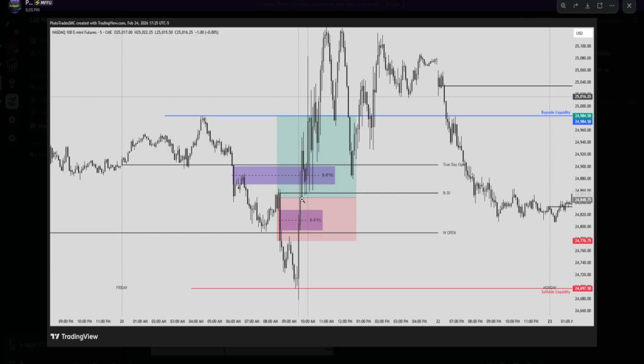Your entry here, stop loss below this low, or you could put your stop right below the inversion's fair value gap low, and you let the market do its work. And that would have been your TP. That would have been a winning trade.